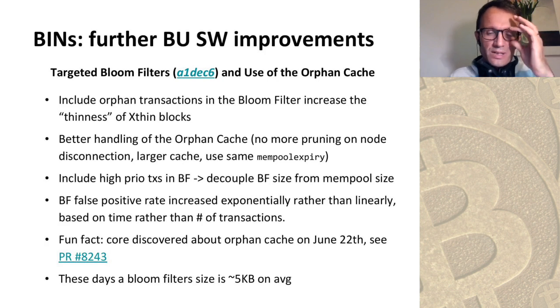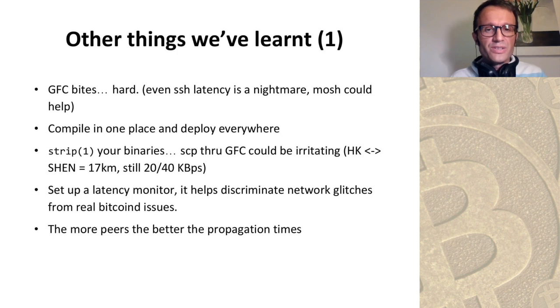Other things that we have learned are orthogonal to the technology itself, and are more related to the environment where we performed the test. The Firewall of China bites really hard. Even SSH latency is a nightmare. Copying files through the Great Firewall of China can be really irritating. The actual distance between Hong Kong and Shanghai is 17 kilometers, and still, to copy a Bitcoin binary from one point to another can take a lot of time.